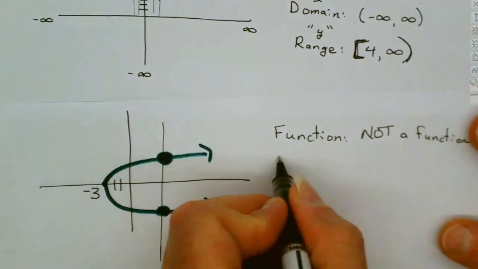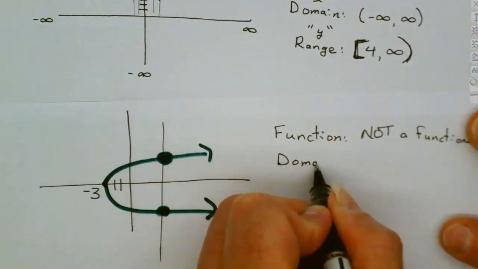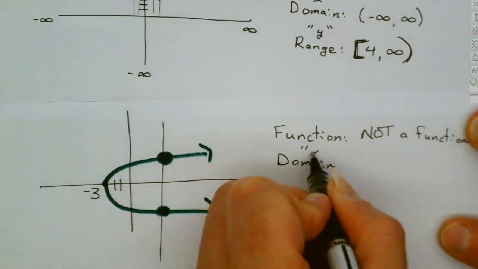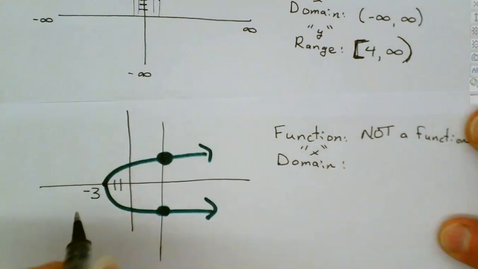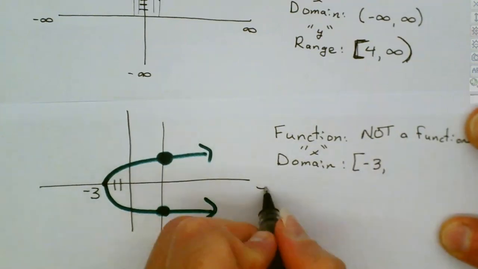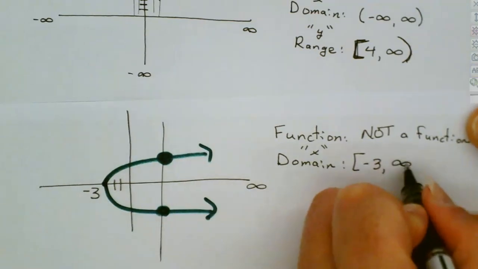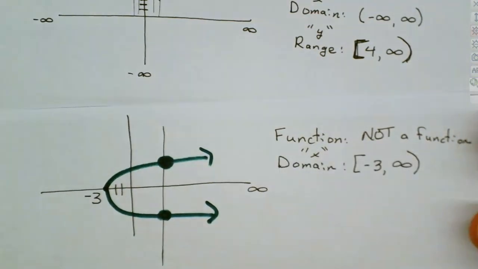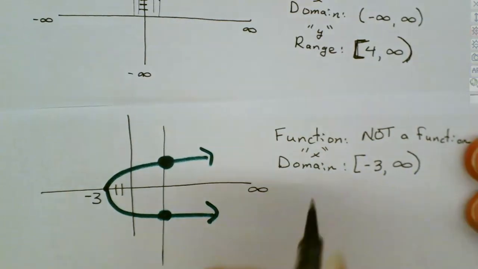What about the domain? Values of x. Yeah, very good work there. Okay, it looks like it starts at -3, and it's going to the right. So it's -3 to positive infinity. What about the range?